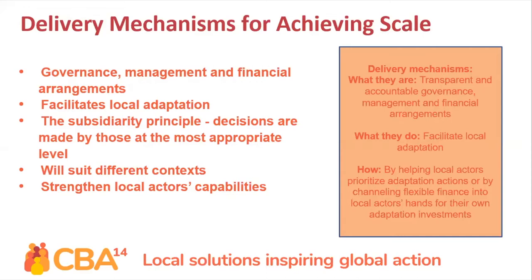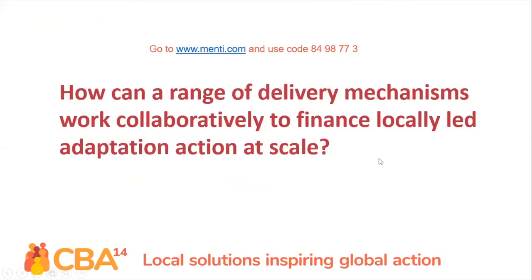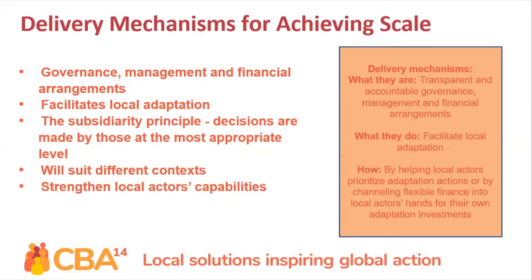These mechanisms are going to be based upon the subsidiarity principle. This is where local development and adaptation decisions are made at the lowest effective level, unless it's going to be more effective to do it at a higher scale. This allows those with the most knowledge and experience to lead the decision making. The delivery mechanisms should strengthen local actors' capabilities to consider climate risks over different timescales. They should also help shift incentives so that local actors can make choices that perform better over longer time horizons, and cost effectively aggregate local adaptation at scale.